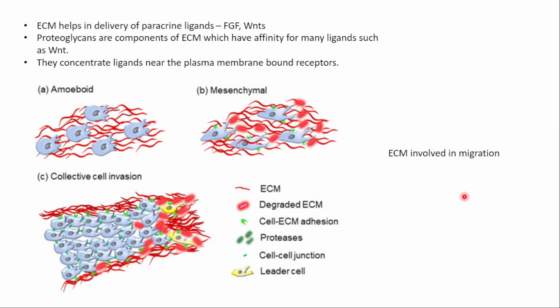So there are different kinds of migration that ECM can mediate: amoeboid, mesenchymal, collective cell invasion. So these are different kinds of migrations where we have degradation of the ECM, change in ECM properties, and there are certain integrins and attachment adhesion proteins which, with the help of ECM components, attach to them and guide in motion. So ECM is involved in migration. ECM can concentrate ligands near the receptors. ECM has affinity for many ligands, and ECM also plays a role in permissive induction.